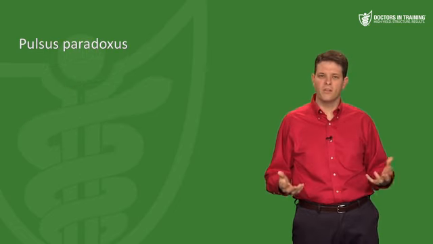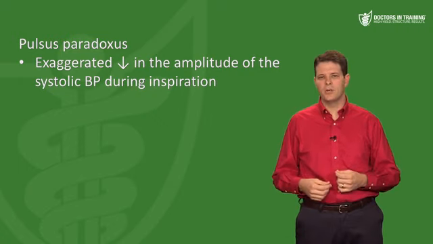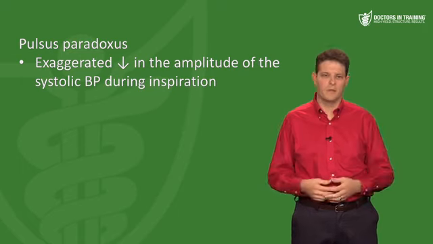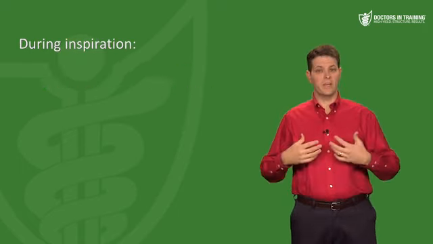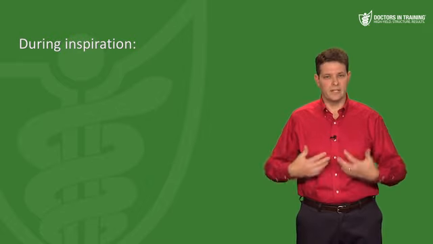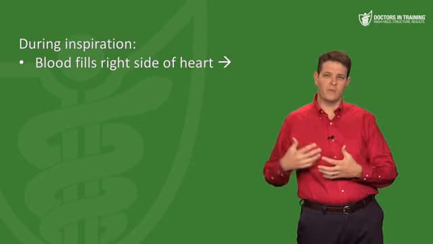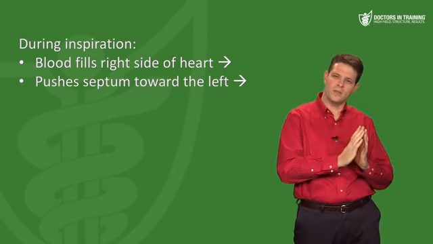So, what's pulsus paradoxus? Pulsus paradoxus is an exaggerated decrease in the amplitude of the systolic blood pressure during inspiration. So what on earth does that mean? Well, this is kind of a tricky concept for a lot of students, so let's break it down. During inspiration, your intrathoracic pressure decreases. Blood fills the right side of your heart, first the right atrium and then the right ventricle, and this kind of pushes the interventricular septum over toward the left a little bit.